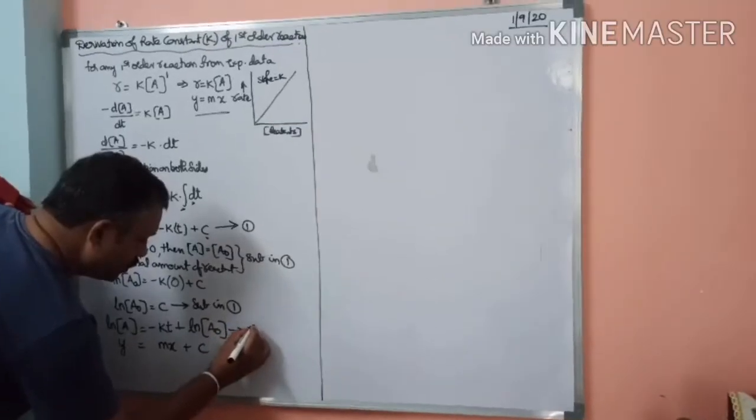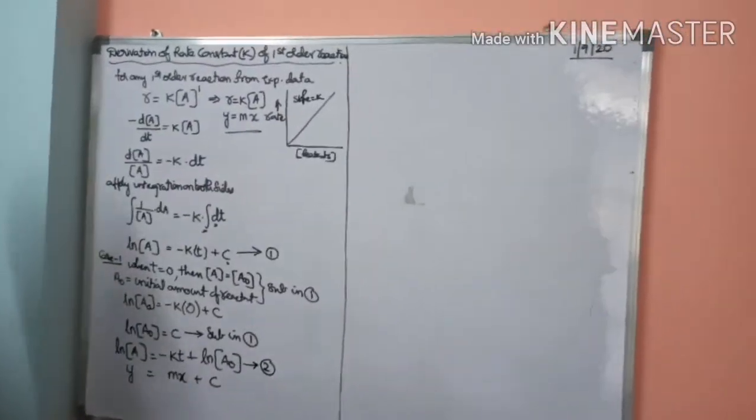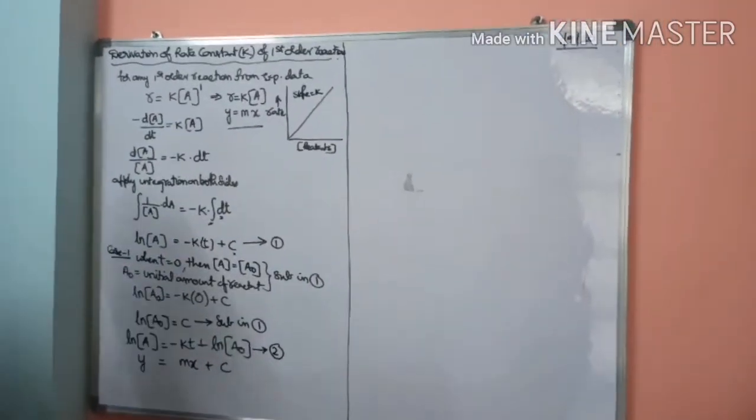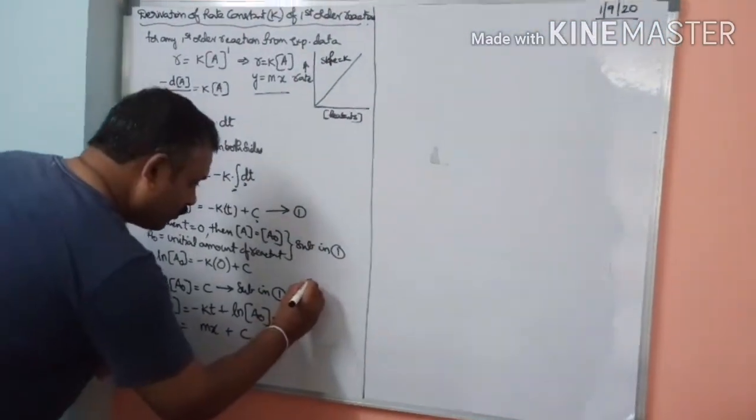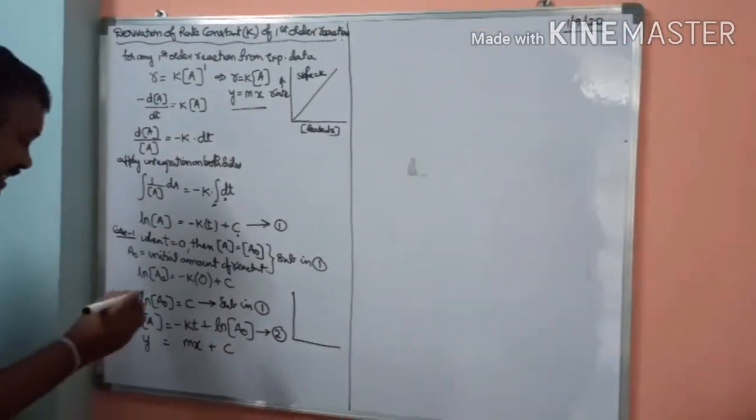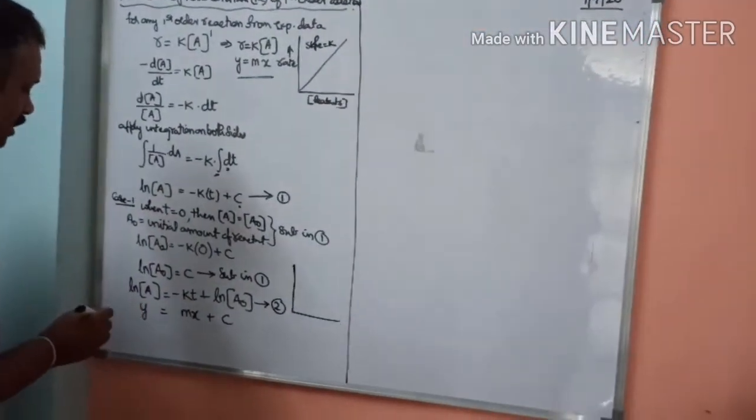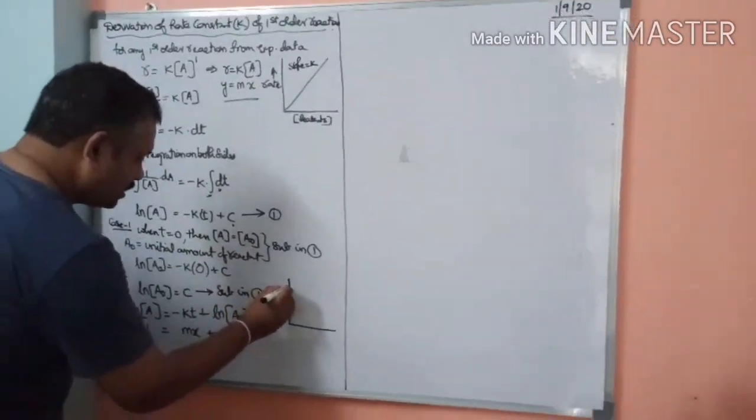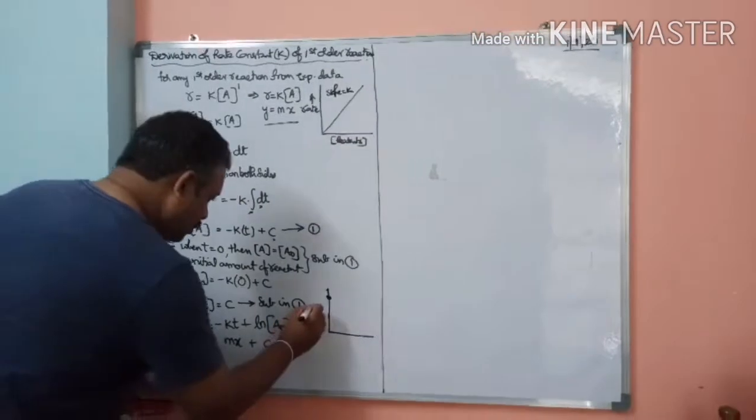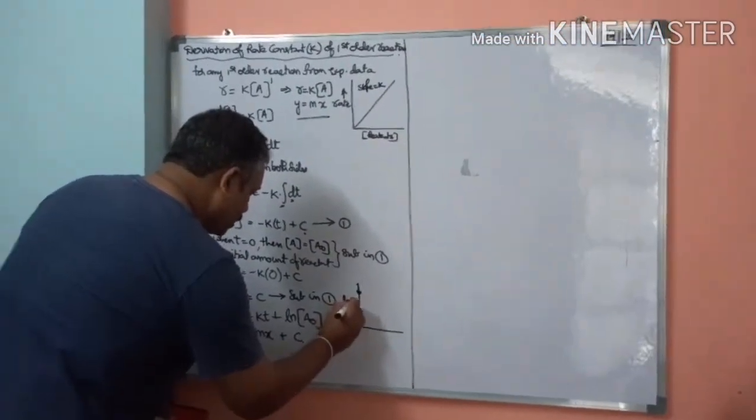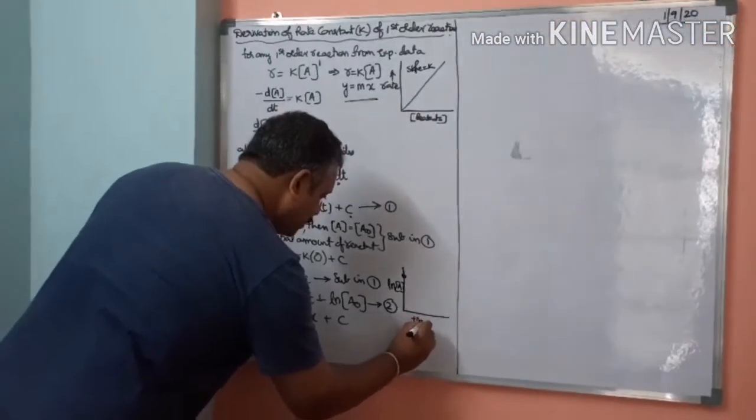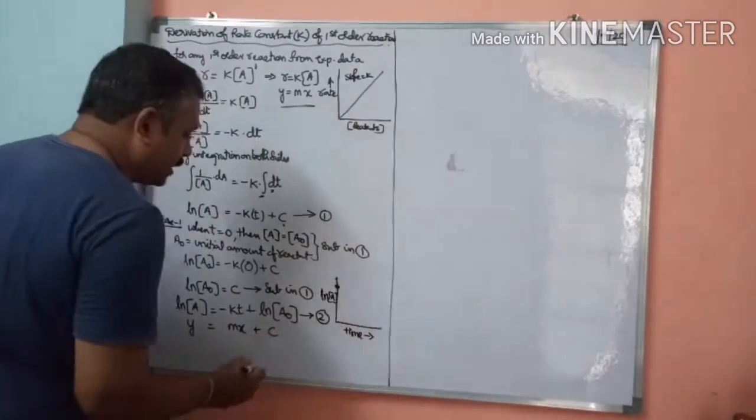In equation 2, what we got now after substituting the c value into it, the equation is in the form of y is equal to mx plus c. So if you draw a graph for this equation, y is equal to mx plus c, not y is equal to mx, then as there is a c value left, it is making an intercept on the y-axis. So the logarithmic term of the concentration of A is your y term, and your time is your x parameter.